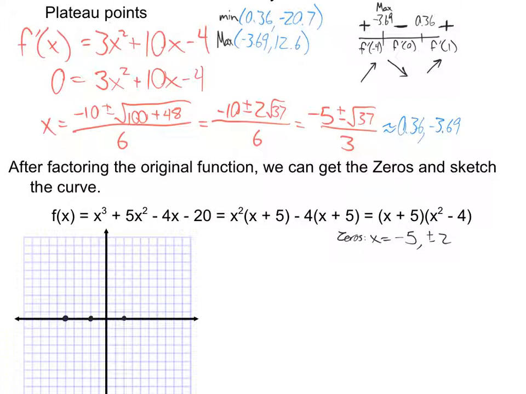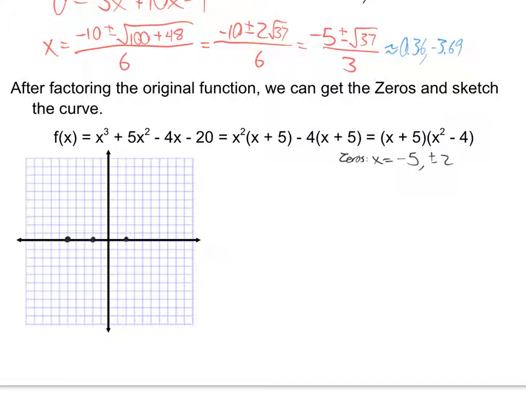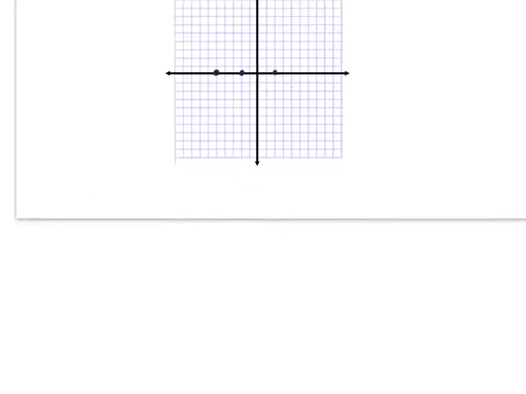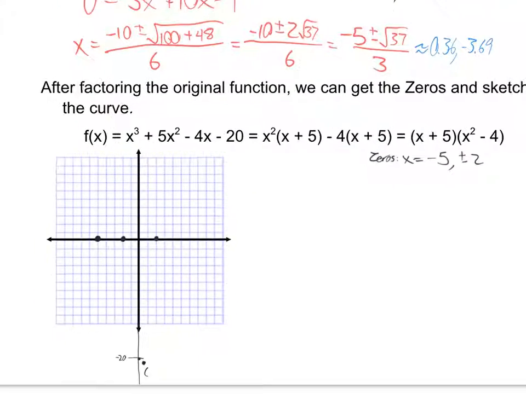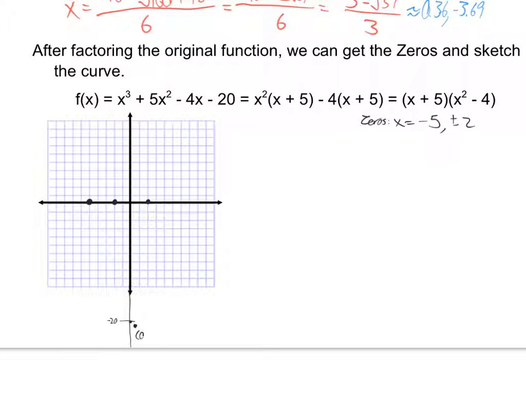We have a critical value, a min point at 0.36, negative 20.7, so it's going to be somewhere way down here. Obviously that's not quite negative 20, but that's far enough. And we'd have a y-intercept at negative 20. So there's our negative 20, and this is that 0.36, negative 20.7, which is our min.